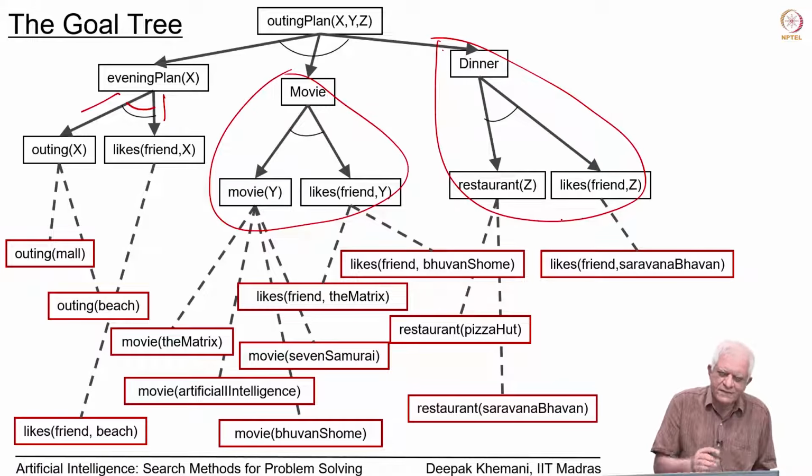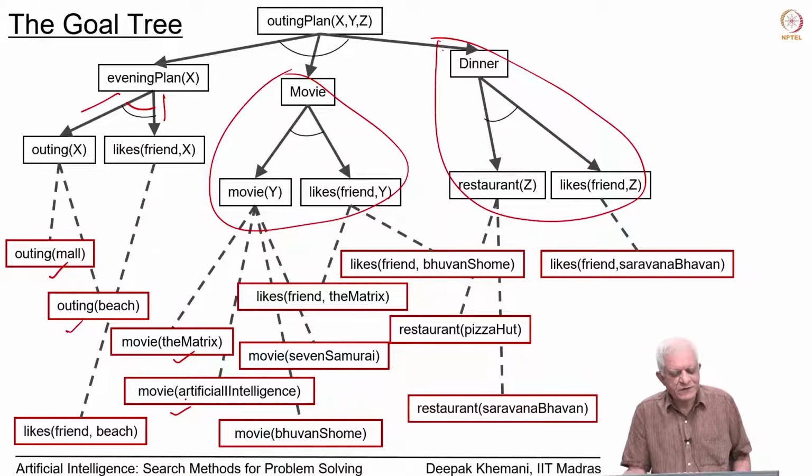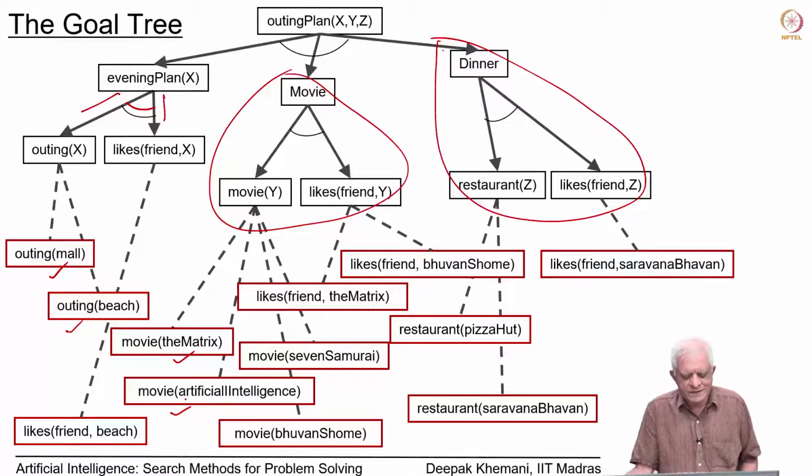Everything below, in red rectangles, are the facts that are given to us: mall is an outing, beach is an outing, matrix is a film, artificial intelligence is a film, and so on. Can you choose the right combination of these things to construct an outing plan is the question, and Prolog will look at this tree and search it in a depth first fashion, and we have seen that this happens by maintaining a goal set.